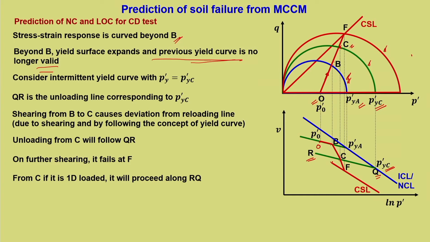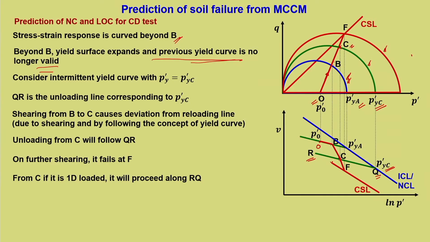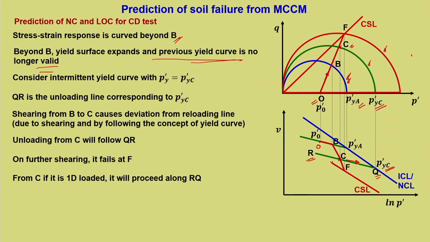Let us say from C, for assumption, I am not telling that it is already under shearing procedure, but to understand how this path will follow depending upon the condition of loading that you apply, that is what I mean to say. Now, if from point C it is one dimensionally loaded, not sheared, then it will move along this line, because this is the one dimensional unloading reloading curve. So instead of moving along CF, it will move along this, provided it is one dimensionally loaded. But in this case we are shearing from C, so it will continue and it will fail at F.